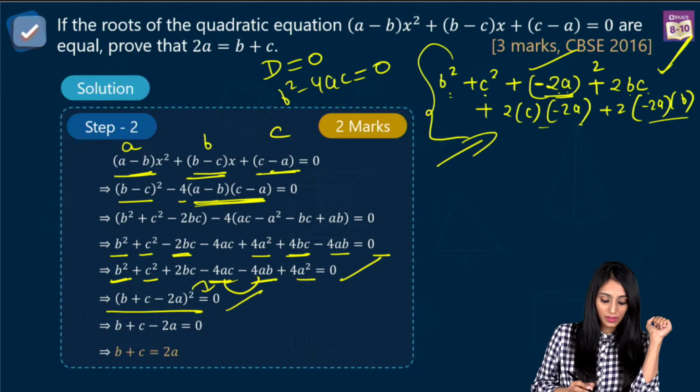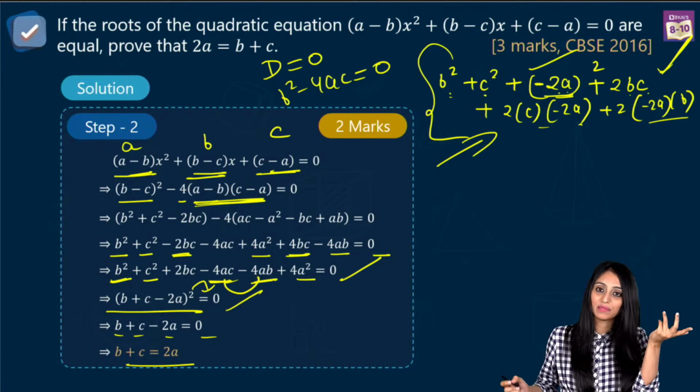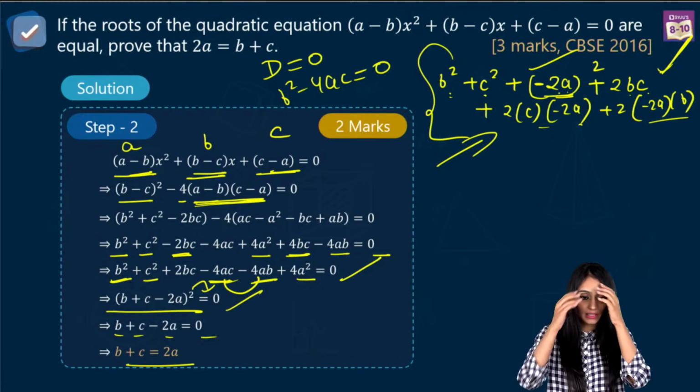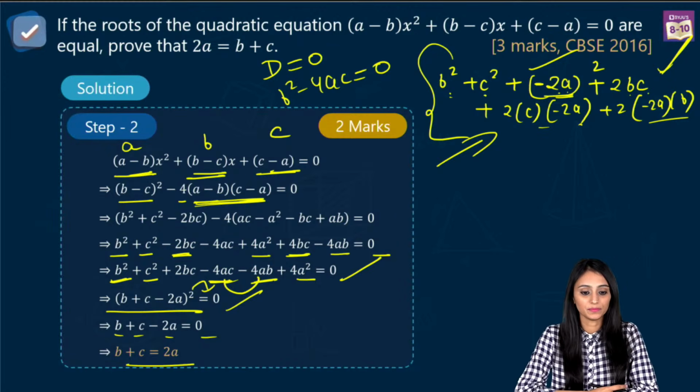So now you take square to the other side, right? So we have b plus c minus 2a equal to 0. So we have b plus c equals to 2a. Clear? Yes, Siraj.